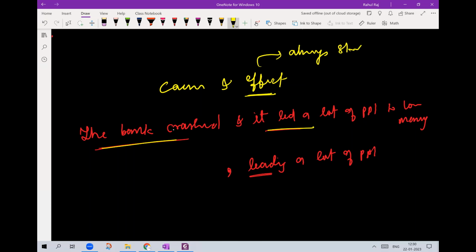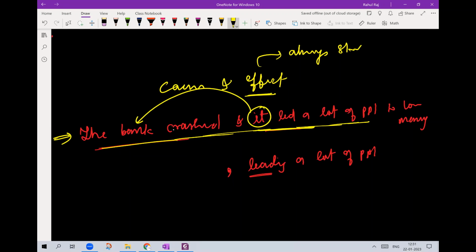So if you write this sentence, the bank crashed and it led a lot of people to lose money, if you're a CEO of a company, this one line is more than sufficient for your resignation. They'll straight away take you out from the office. This is the most disastrous sentence that you can ever write in your life. What you are trying to say here: the bank crashed and it led a lot of people. It is a pronoun, and what we have learned as the definition of a pronoun is that it should go back to a noun. So here it is going back to bank. Now you are trying to say that the bank crashed and bank led a lot of people to lose money. This is absolutely wrong.